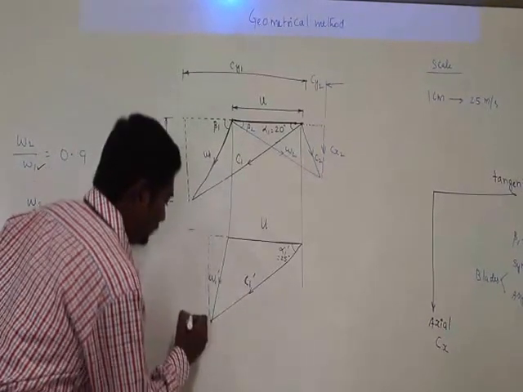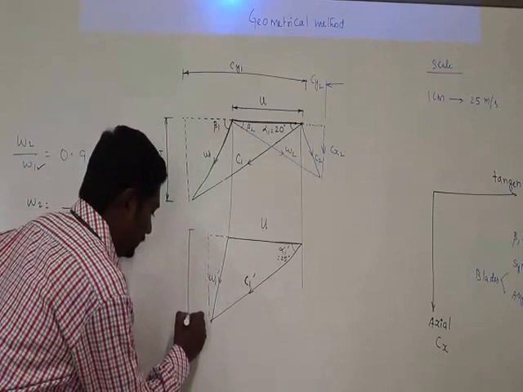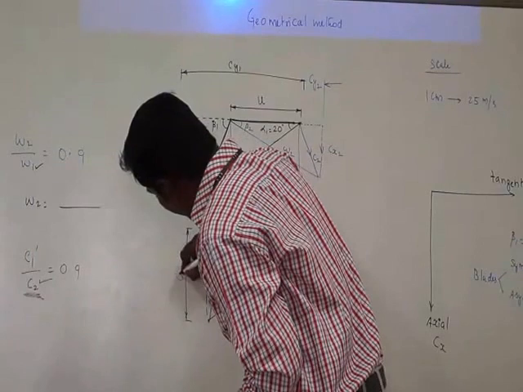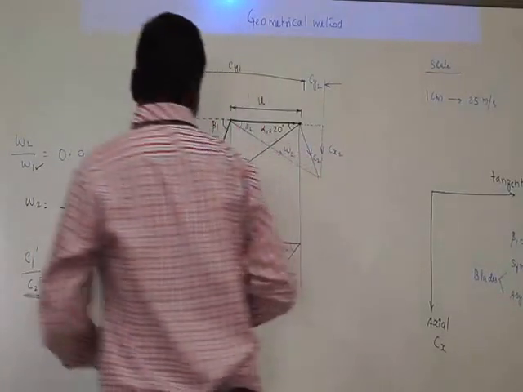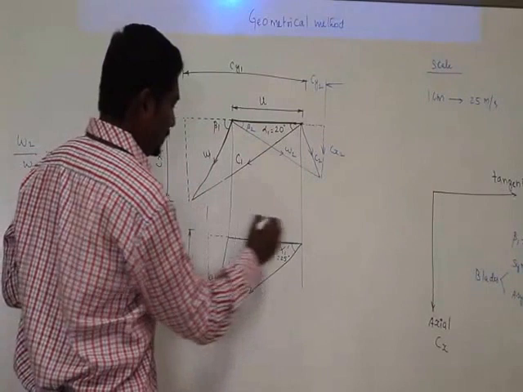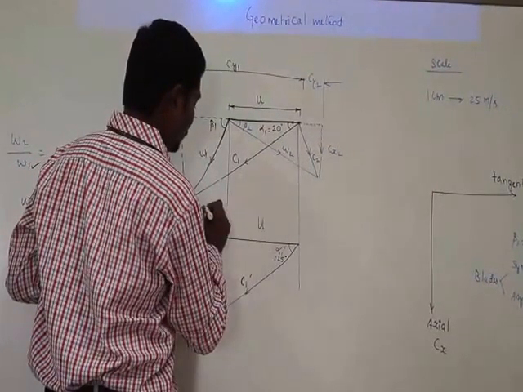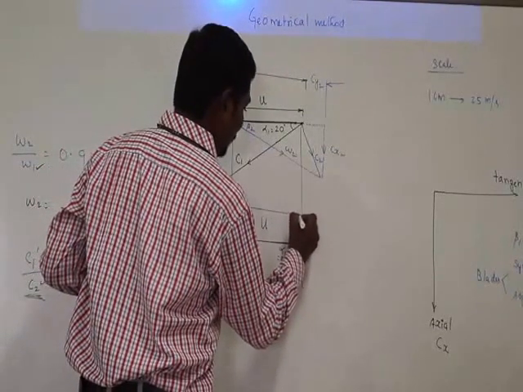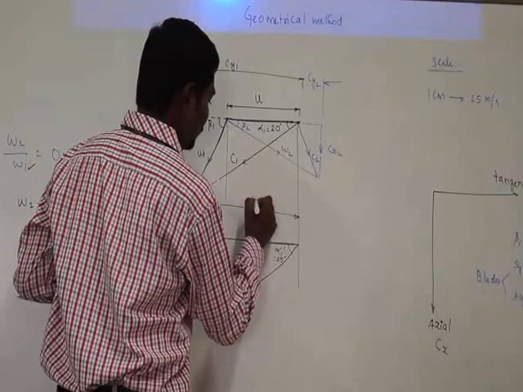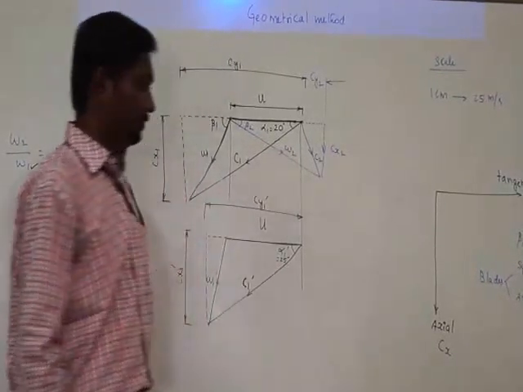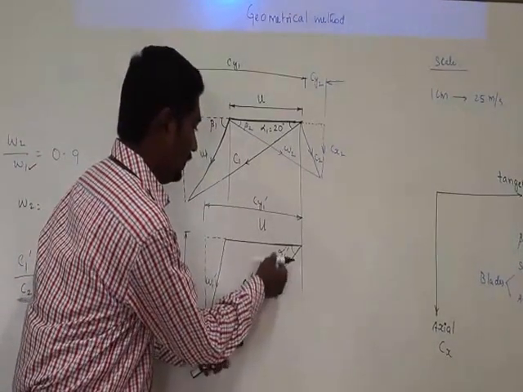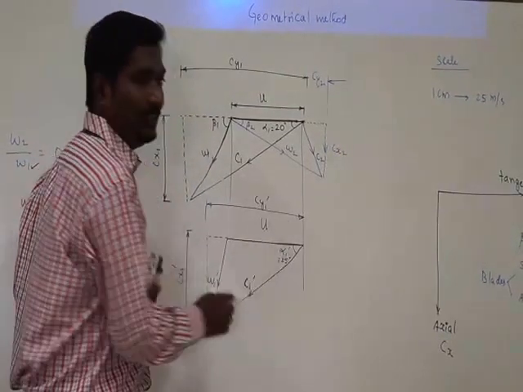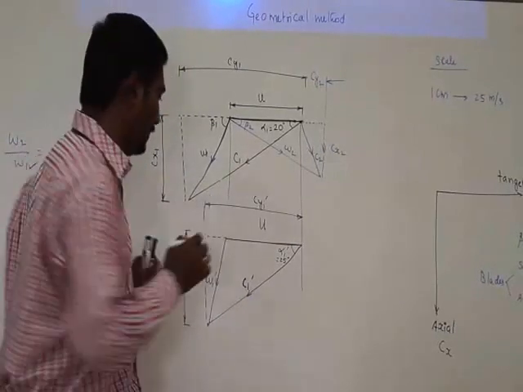Resolve horizontally and vertically. Then we will get the axial component for the second row of the moving blade at the inlet, CX1 prime, and this is CY1 prime. This C1 prime we have resolved both horizontally and vertically. So this completes the inlet velocity triangle for the second row of the moving blade.